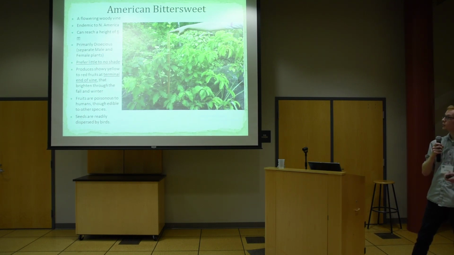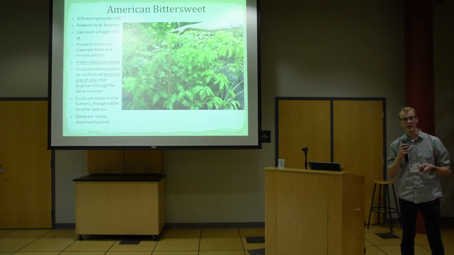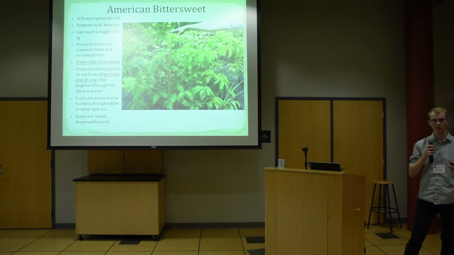They produce very large, showy yellow fruits. They start fruiting around the end of August, and they continue growing and ripen into these beautiful red berries, so they're also used as ornamentals. The difference here is that the fruits show at the terminal end of their vines. The fruits are poisonous to humans, but they're readily edible to birds, deer, and other species that can then spread the seeds to other areas.